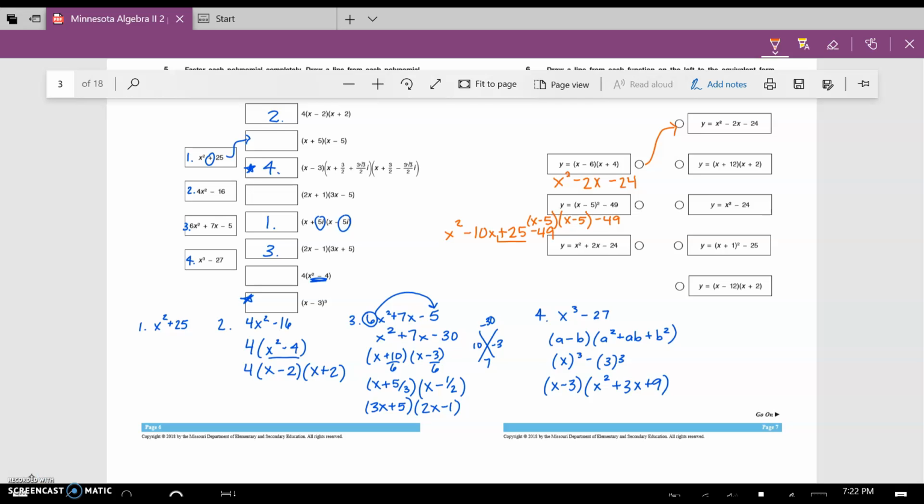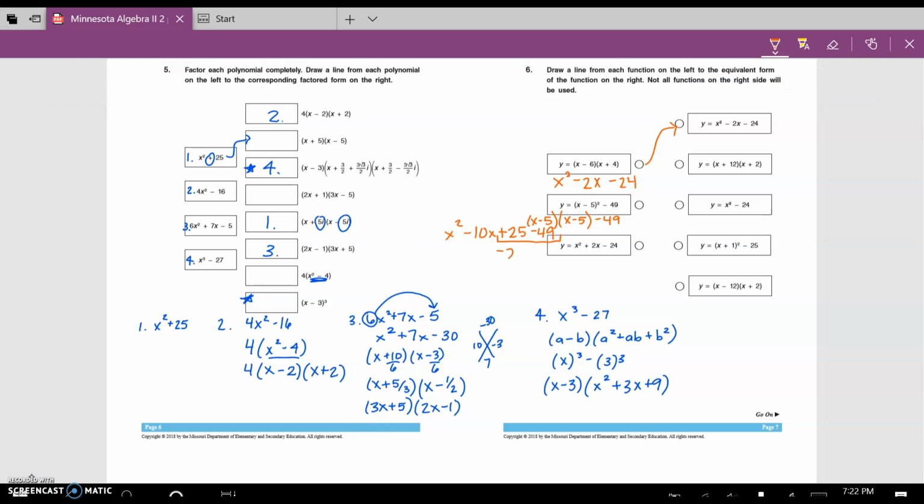So then I can combine like terms here of that plus 25 minus 49. So 25 minus 49 is negative 24. So then I still have that negative 10x and that x squared. So this one doesn't look like any of the ones that I have.